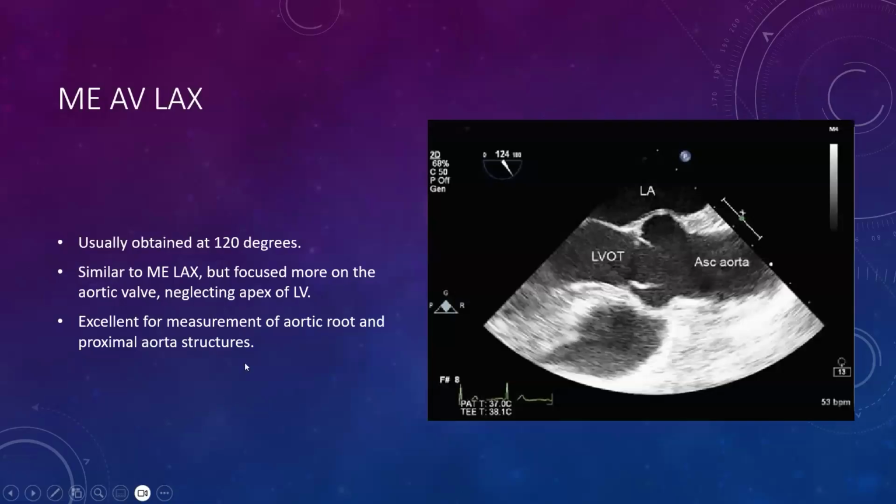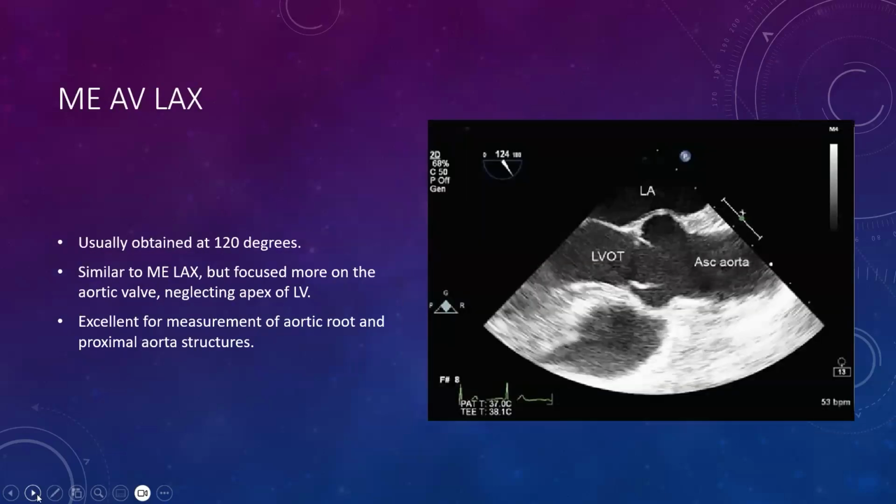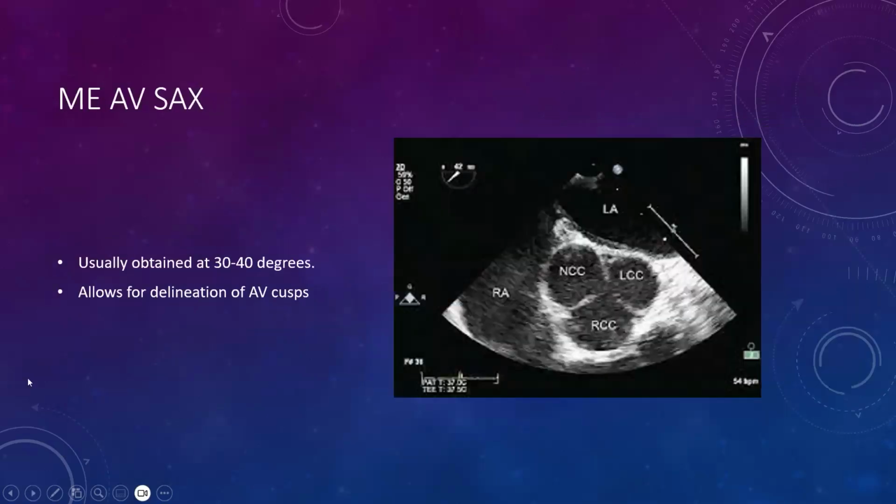So moving on, mid-esophageal aortic valve long axis. This is very similar to the mid-esophageal long axis view. It's just we've focused in on that aortic valve, again, in long axis, right? So you're focusing on your LVOT, your sinus of Valsalva, your sinotubular junction, and your proximal ascending aorta. Again, usually around 120 degrees. Not a terribly high yield view, in my opinion, right?